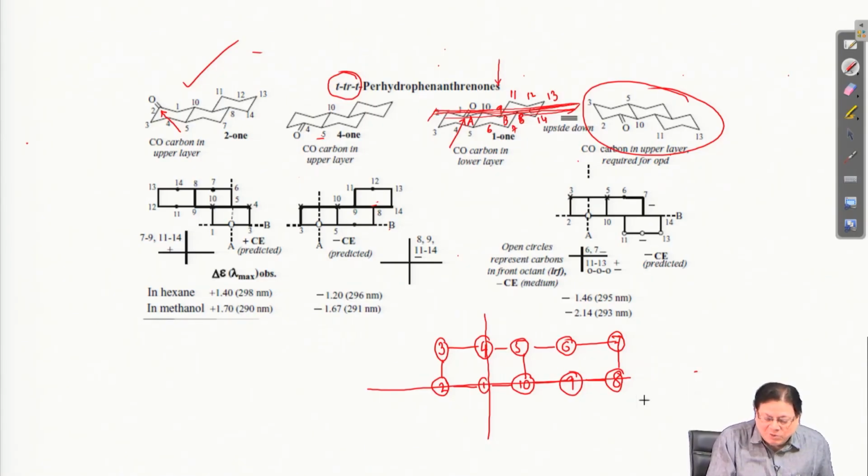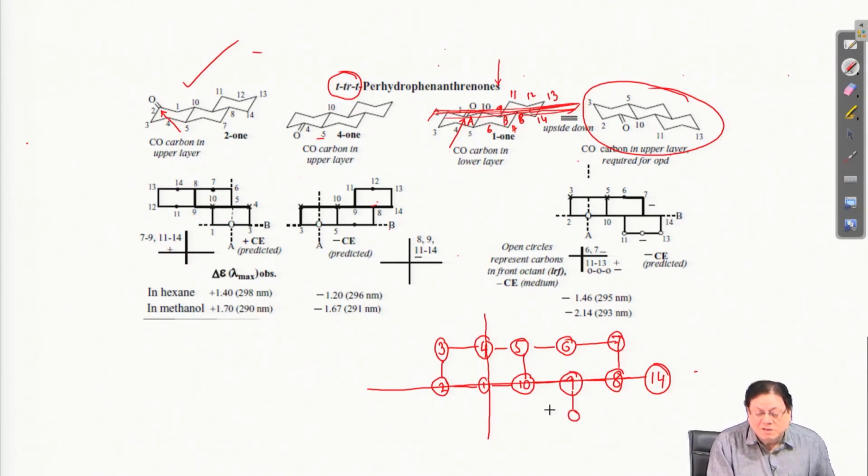And let us complete the C ring now. The B ring we have completed. So 8 is connected to 14 via an equatorial bond, so that is not a problem. But the other joining is 9 to 11. 9 to 11 is equatorial, but it is not going into the rear octants. It is actually coming in the front octant.